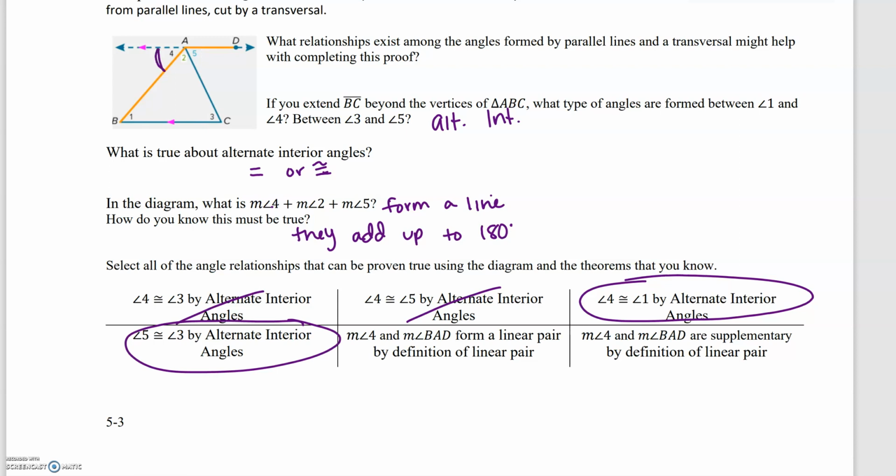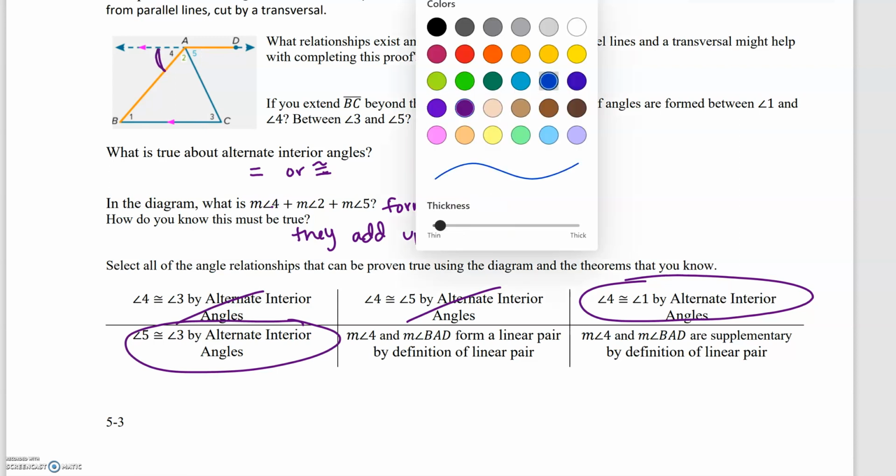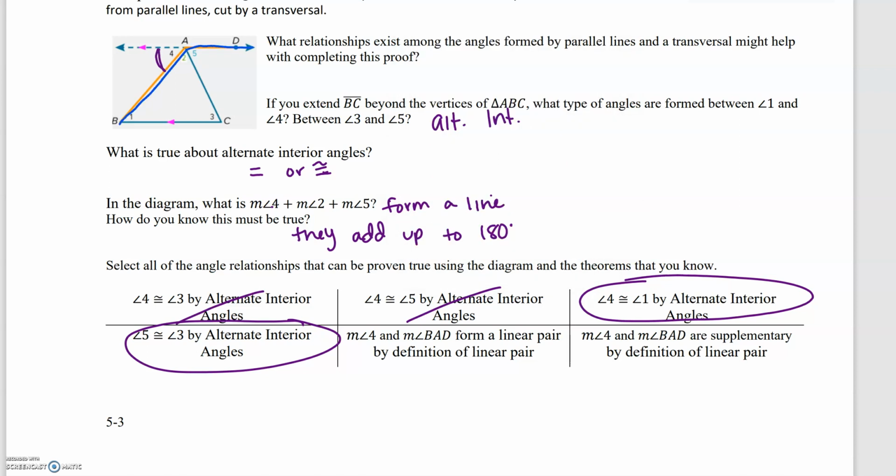4 and angle BAD. Here is angle 4. And here is angle BAD. Do they form a linear pair? Together they form a line, so yes. And are they supplementary? Yes, they would be if they form a linear pair.